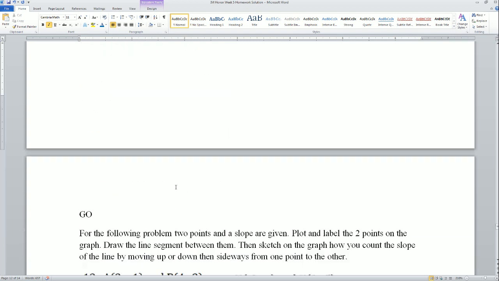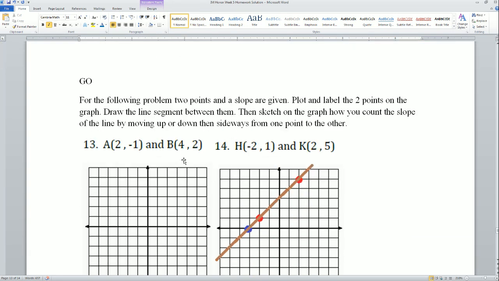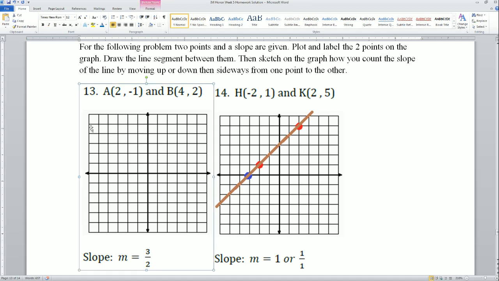All right. Next, for the following problems, 2 points and slopes are given. Plot and label the 2 points on the graph. Draw the line segment between them. Then sketch on the graph how you count the slope on the line by moving up or down, then sideways, from one point to the other. I'm going to show 13 so we can all see it.